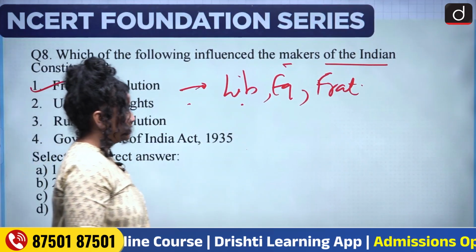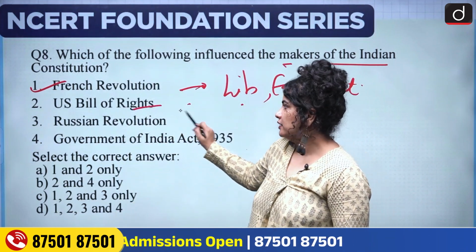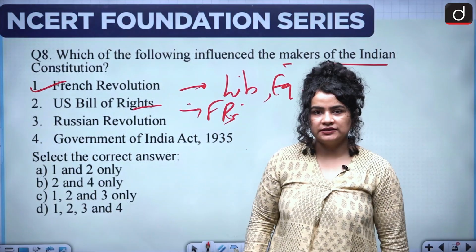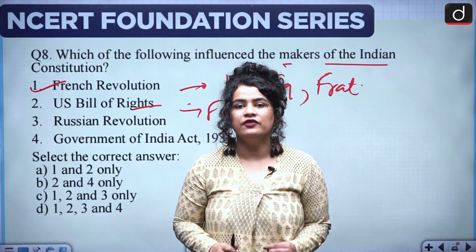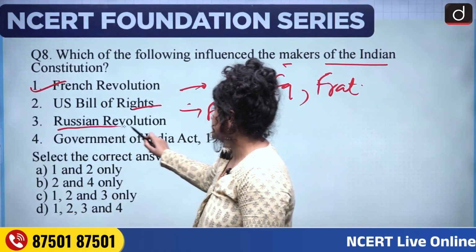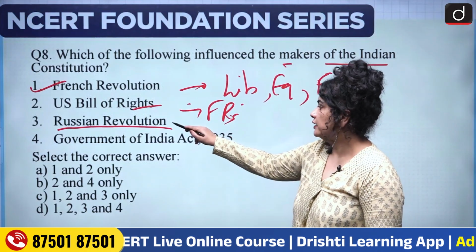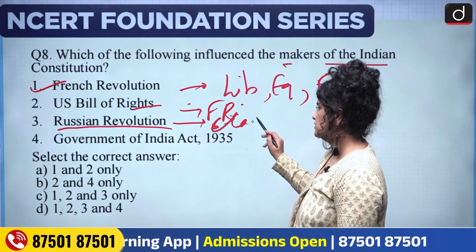US Bill of Rights. Now, the very word rights here should ring a bell. We have borrowed our fundamental rights from the US Bill of Rights. And borrow does not mean we've taken it as it is. Of course, we have contextualized it. Third, the Russian Revolution. Okay. Now, the Russian Revolution talked about the ideas of classless society. Okay.